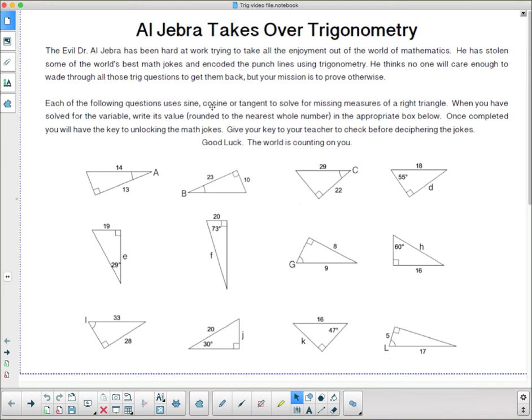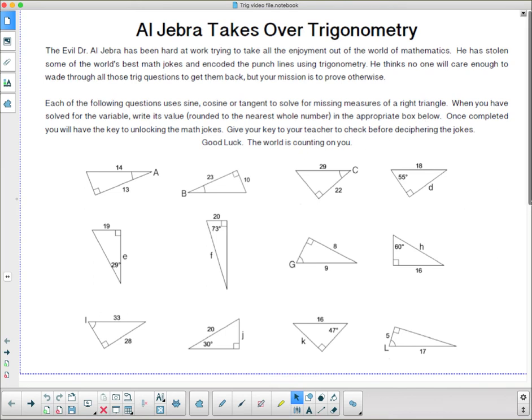Each of the following questions uses sine, cosine, or tangent to solve for the missing measures of the right triangle. When you have solved for the variable, write its value, rounded to the nearest whole number, in the appropriate box below. Once completed, you will have the key to unlocking the math jokes. Give your key to your teacher to check before deciphering the jokes. Good luck, the world is counting on you.